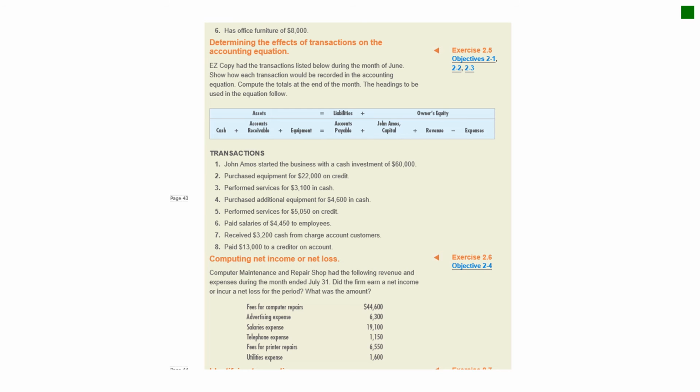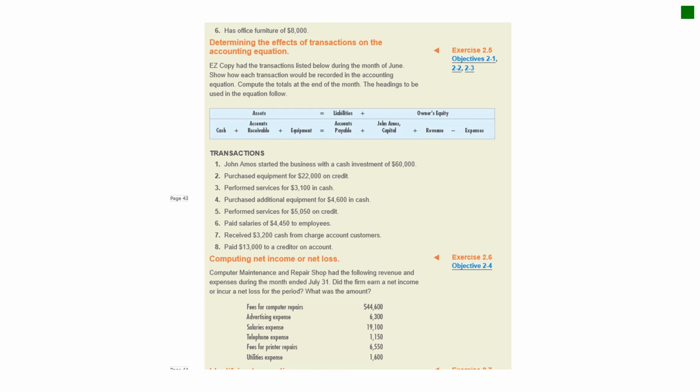Number 6, paid salaries to employees, $4,450. That's going to be cash. So minus $4,450 to cash. And this is going to be an expense. So I'm going to put the minus $4,450 over here with the equity side. That would be number 6.